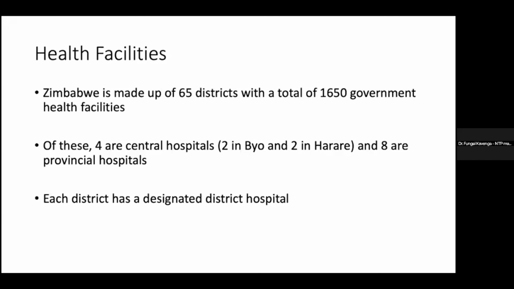We have 65 districts in the country and a total of 1,650 health facilities. 4 of these facilities are central hospitals and 8 are provincial hospitals. So our central hospitals, those are quaternary institutions. Then we have our tertiary institutions as the provincial hospitals. Then secondary level, those are district hospitals.